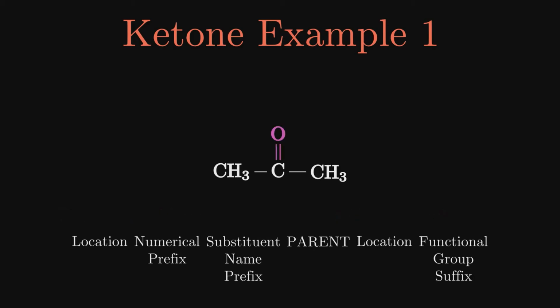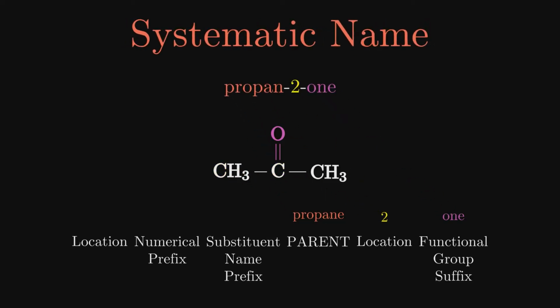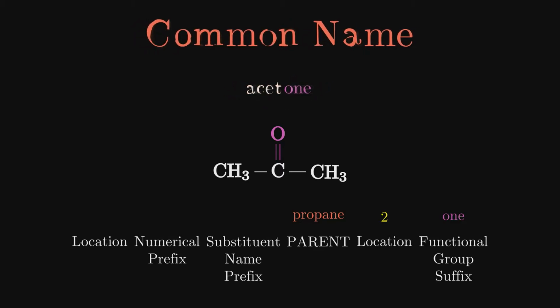Of course, the ketone suffix "-one" goes at the end. The parent is 3 carbons or propane. The ketone is at position 2. Putting this together, we get propane-2-one. The E in propane was removed to avoid consecutive vowels in the final name. No one calls it this, though, because this is acetone.